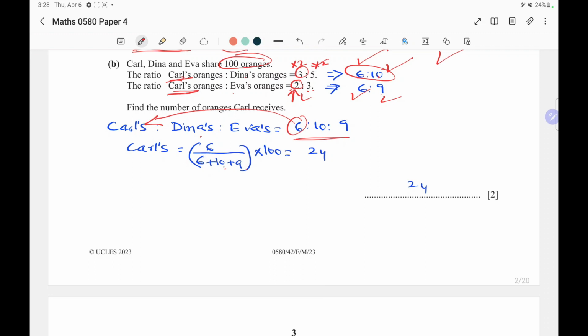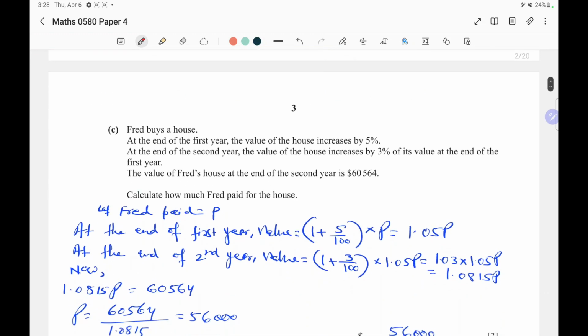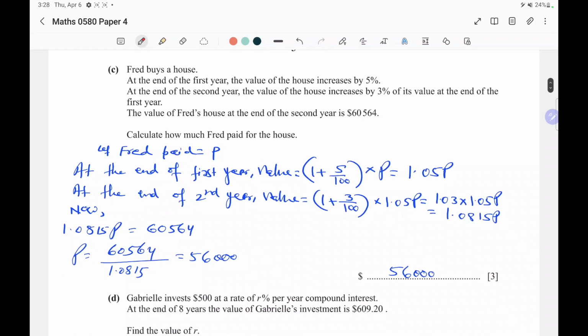So 6 over 6 plus 10 plus 9 times 100, just calculate, you will get 24. Now move to the C part, and that says Fred buys a house. At the end of first year, the value of the house increased by 5%. And at the end of the second year, the value of the house increased by 3% of its value at the end of the first year. This is very important information.